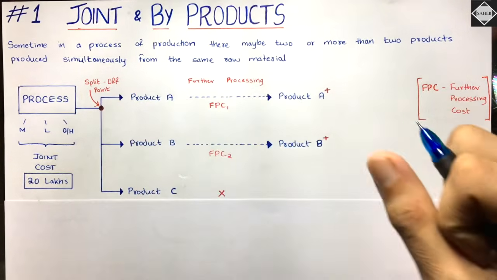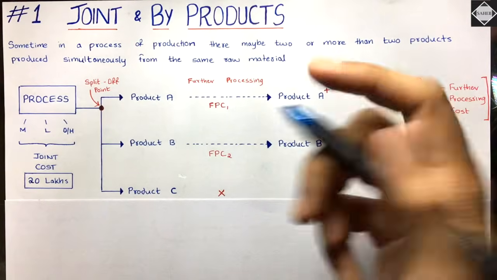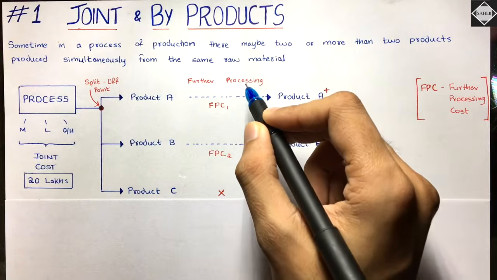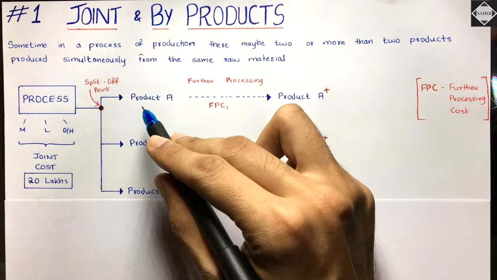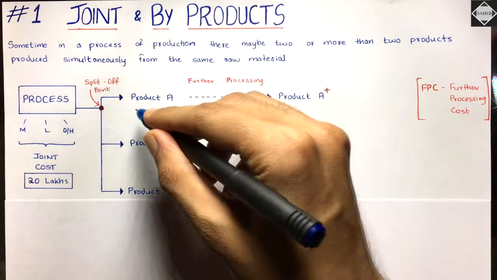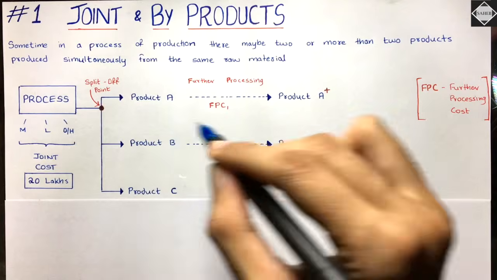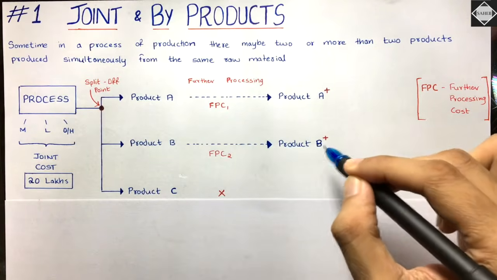Fine. Or what you can do is, you have one more option. You can further process them. You can further process them and make it converted into an even more refined product. Product A further processed into product A plus. Product B further processed into product B plus.